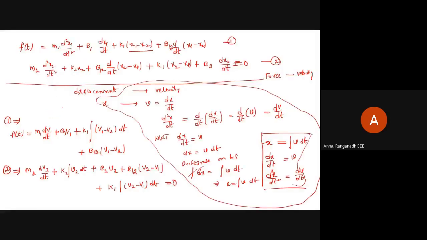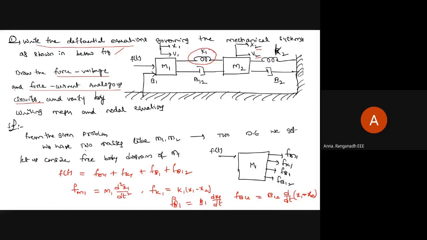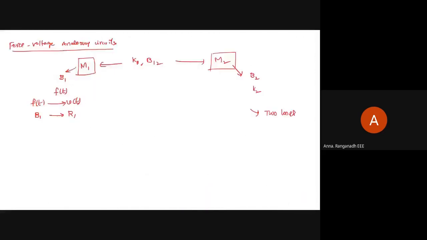In the very first class today morning, I wrote some conclusions. M is related to L, B is related to R, K is related to 1 by C. Based on this, I wrote B1 is analogous to R1. So these two will be our electrical terminology, and these two will be mechanical terminology.